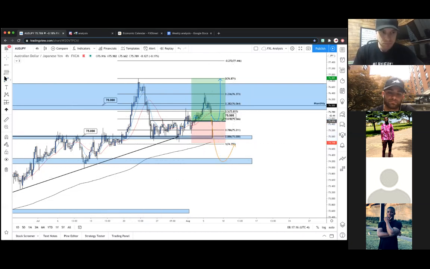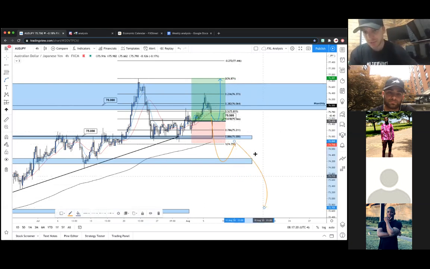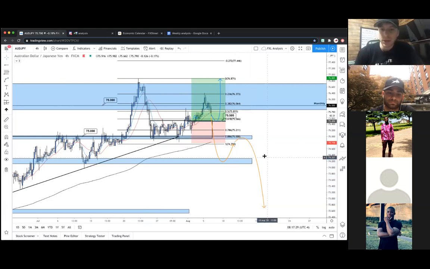Then we would be pretty sure that this has turned bearish once we start getting some lower highs, breaking some support levels, retesting as resistance. That would be a pretty confirmed transition, and then we can start looking at shorts.